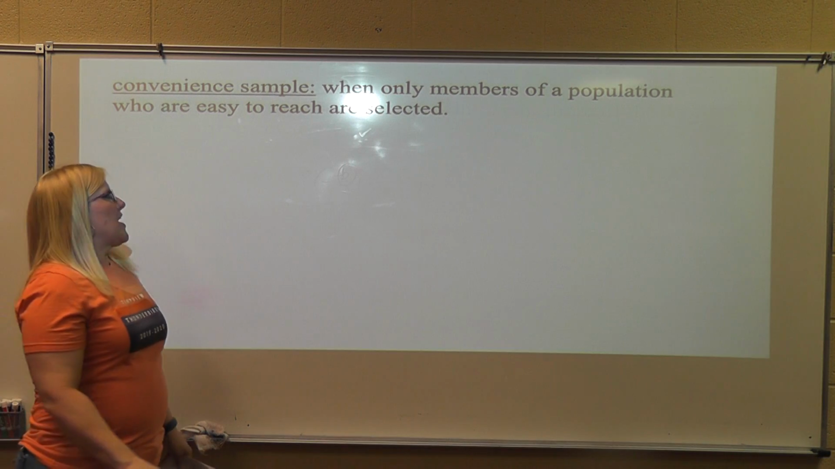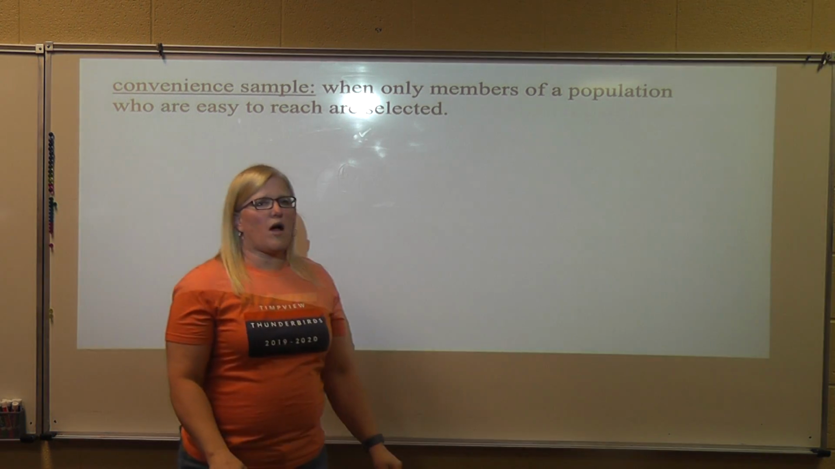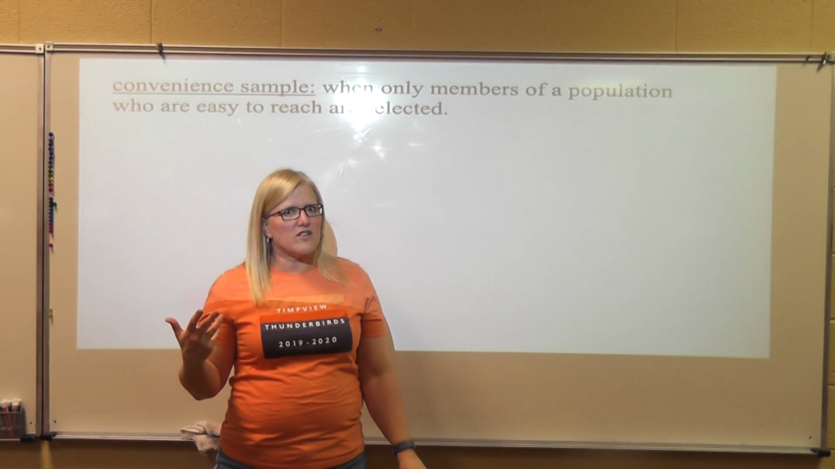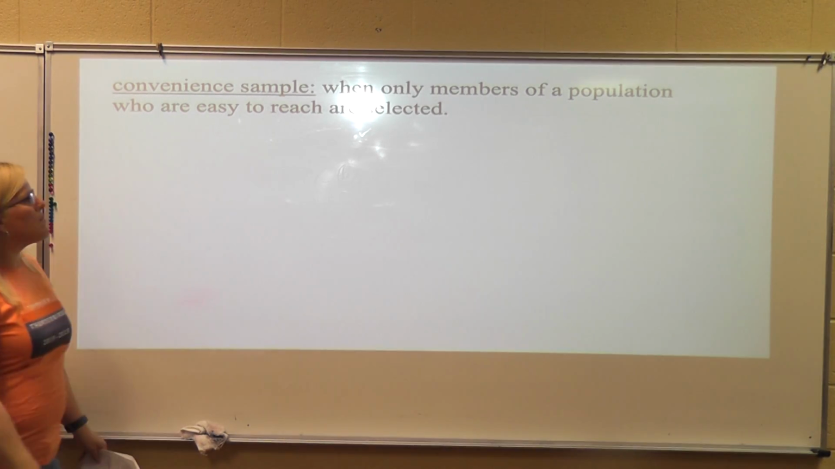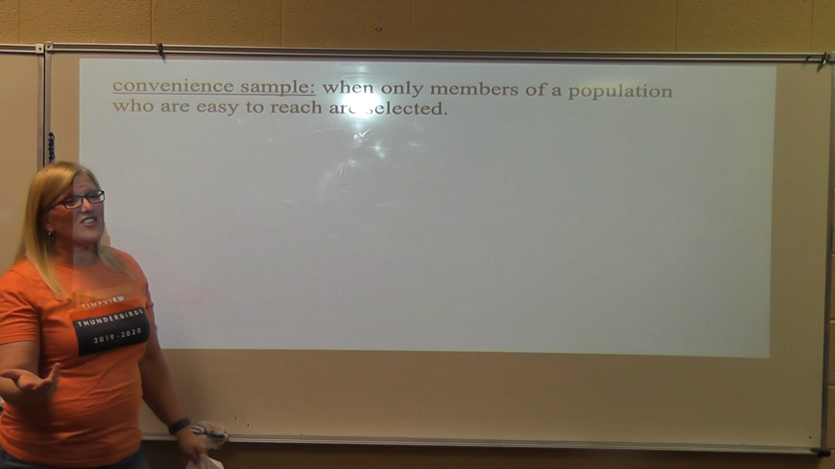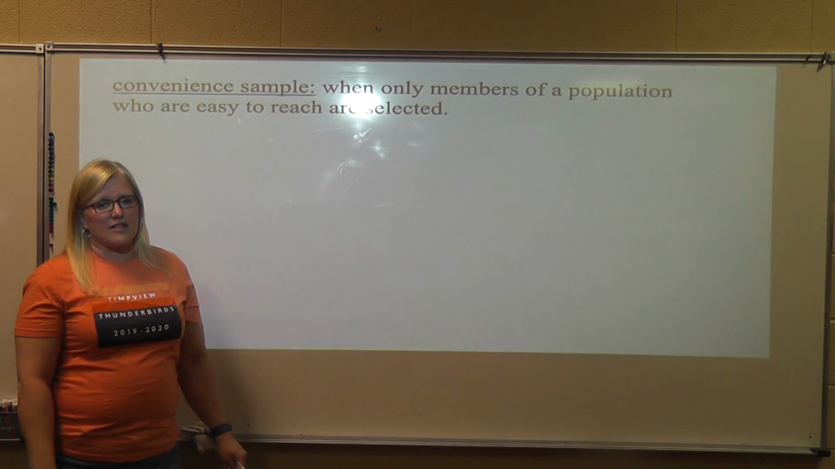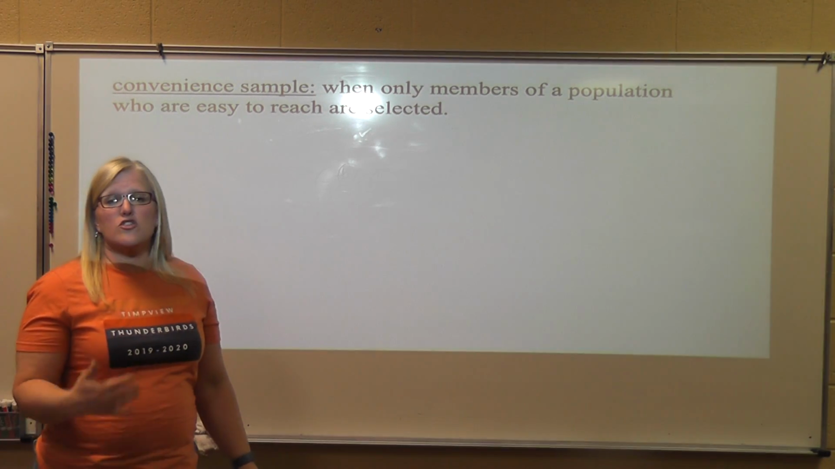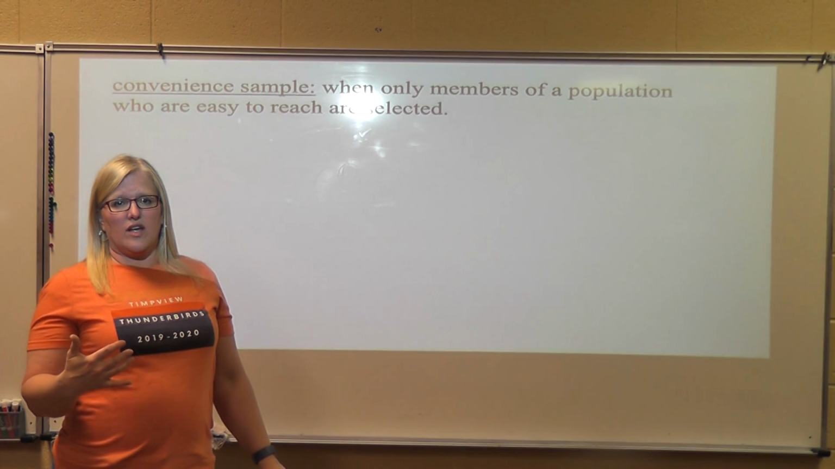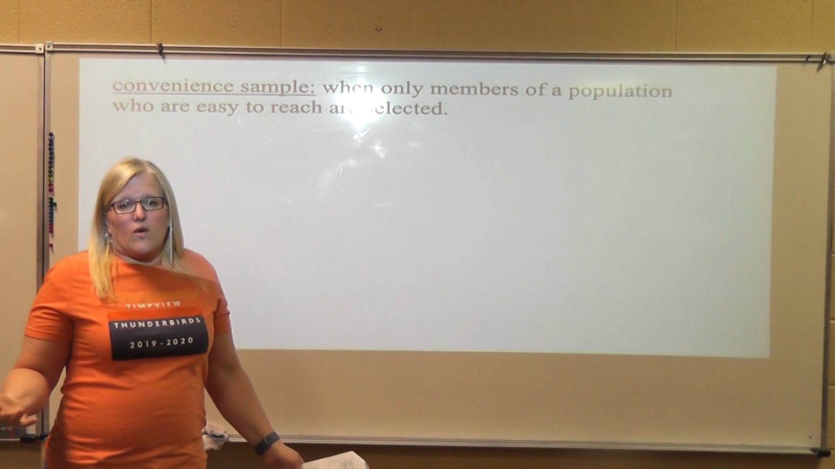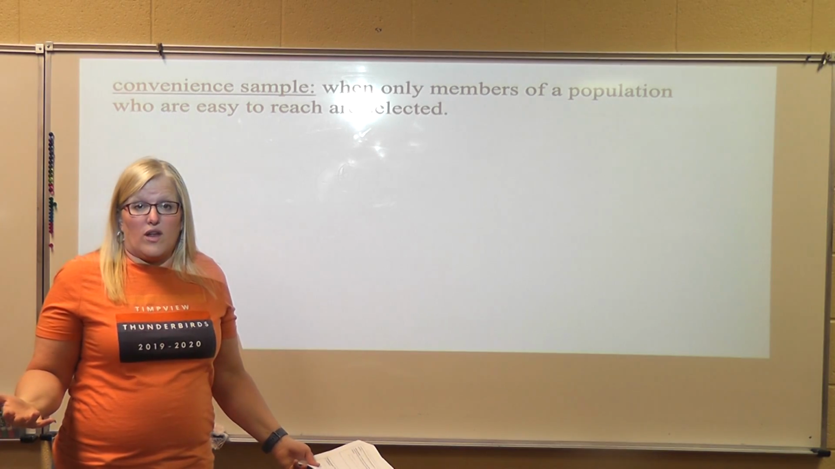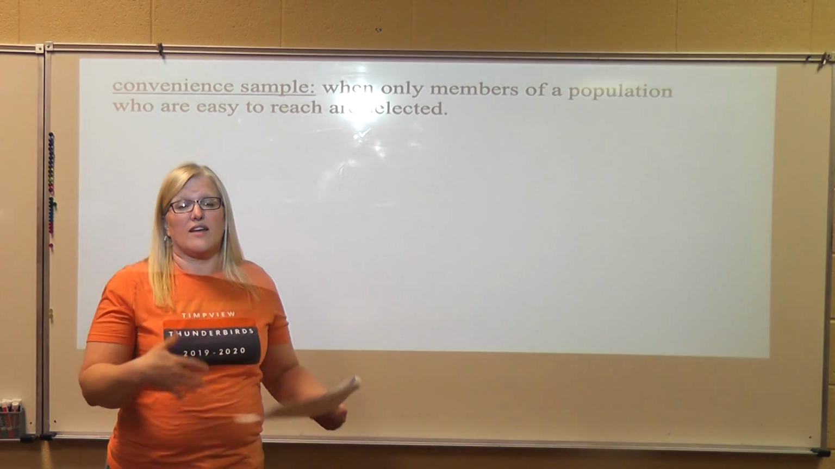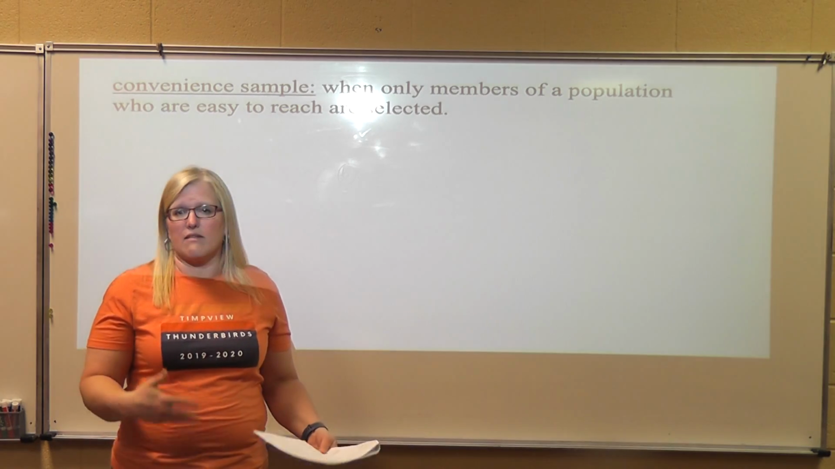A convenience sample. Unfortunately, this is probably used way too much. This is when only members of the population who are easy to reach are selected. If they're doing surveys over the phone, they're only going to reach the people that answer their phone, and that's convenient. They don't have to try to get people to call them back and things like that.